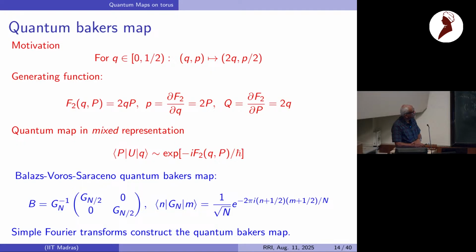How do you quantize this? Suppose you were given this. We are usually used to quantizing Hamiltonians. You're given a Hamiltonian, you replace q by this operator, p by minus i d by dx, etc.